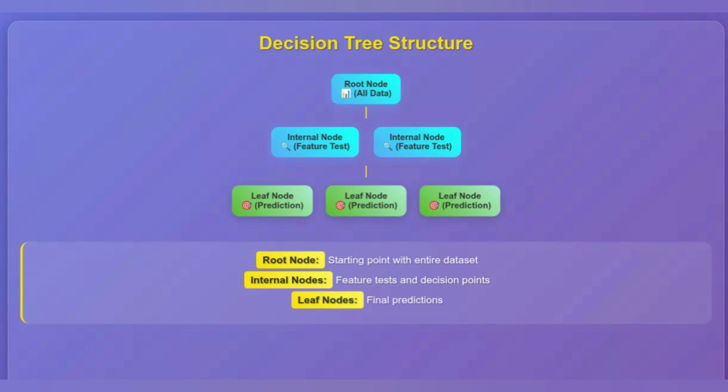In machine learning, a decision tree works the same way. It's a tree-like structure where each internal node represents a test on a feature, each branch represents the outcome of that test, and each leaf node represents a final decision or prediction. The tree learns these questions from training data to make predictions on new, unseen data.